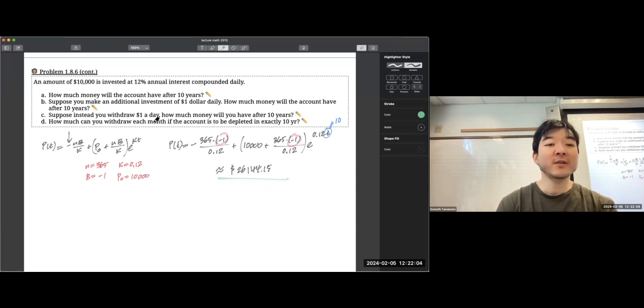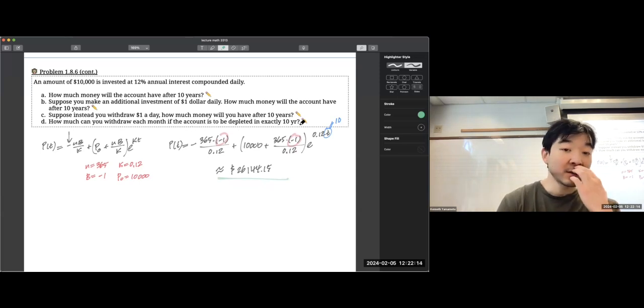So that's going to be different now for part D, because it says how much can you withdraw each month if the account is to be depleted in exactly 10 years. So suppose you just want to use up all this money. Maybe you're expecting that you're going to die in 10 years, so might as well just spend it all.